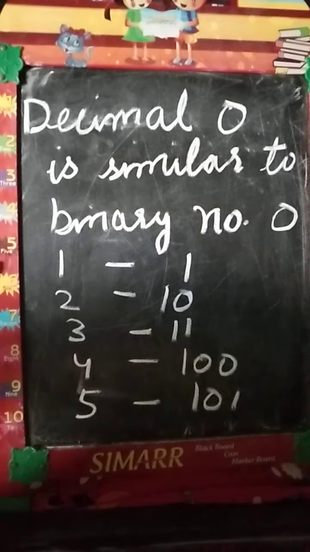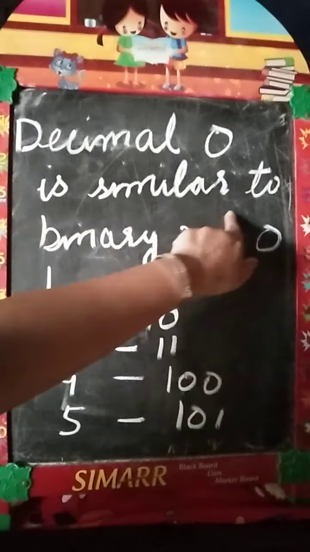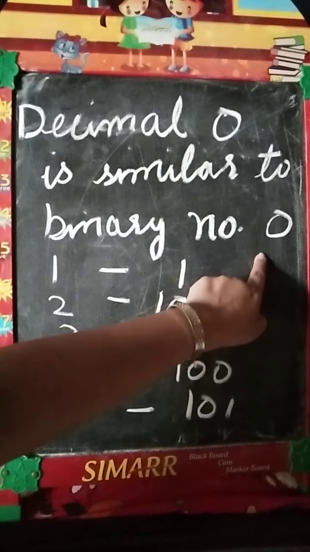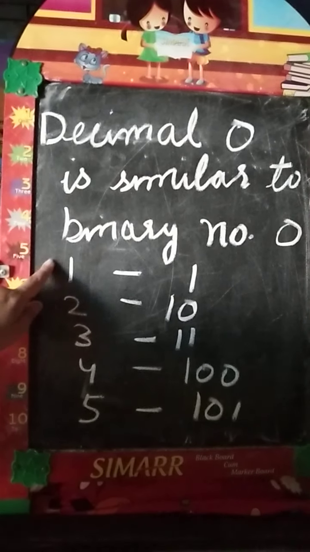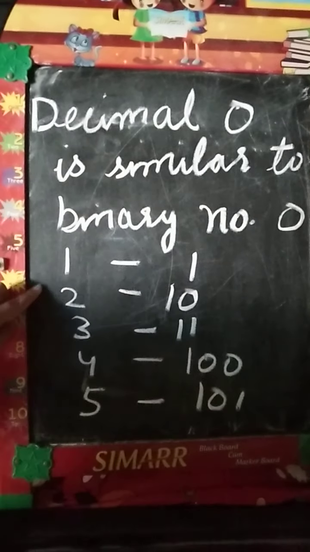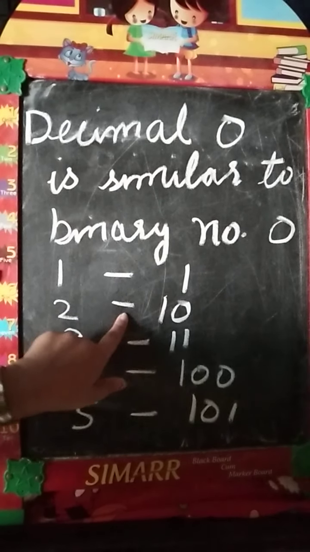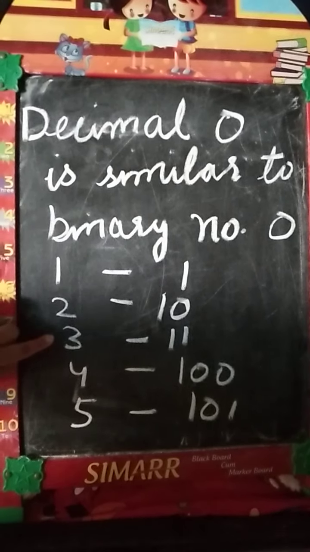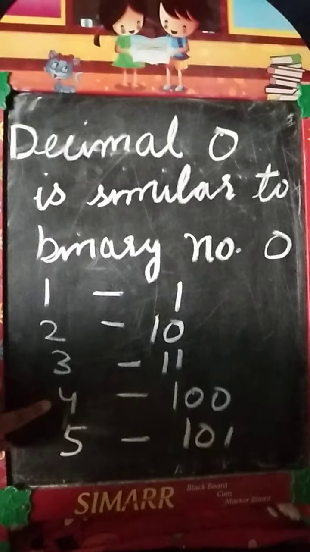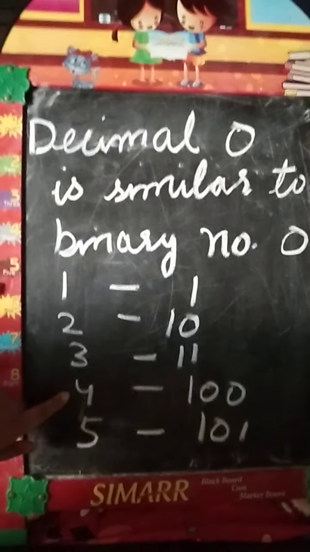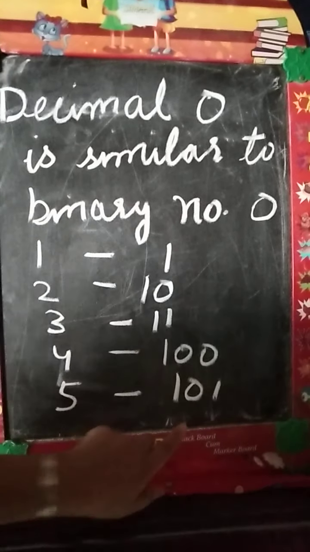Dear students, we should know that decimal 0 is similar to binary 0, and likewise decimal 1 is similar to binary 1. Next, 2 becomes binary 10, 3 becomes binary 11, 4 becomes binary 100 and decimal 5 is similar to binary 101.